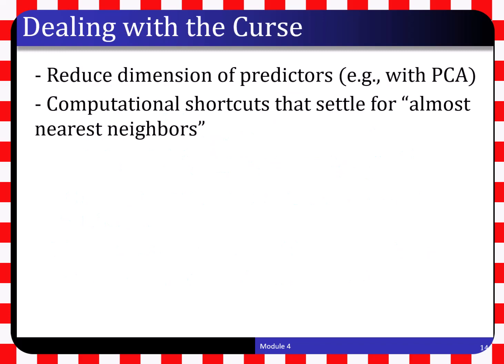How can we deal with the curse of dimensionality? Well, we can reduce the dimension of predictors using, for example, principal component analysis. We covered this in the previous lecture. We might also apply some computational shortcuts.